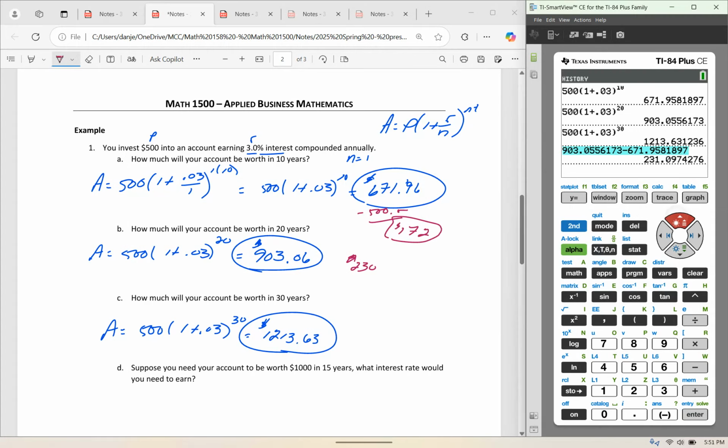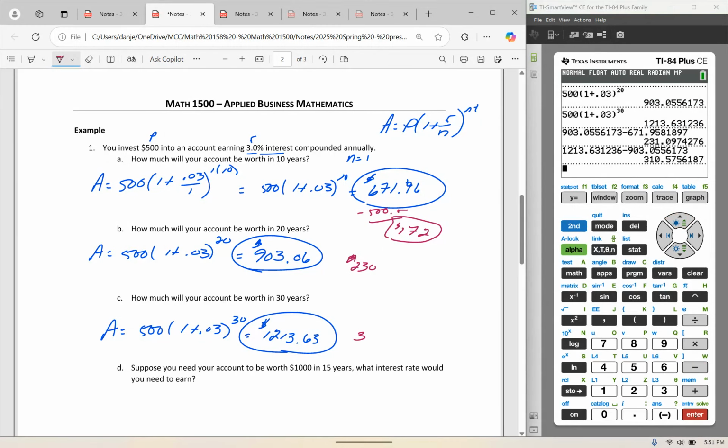If I subtract the amount my account's worth after 30 years minus the value of it after 20 years, notice that was $310 approximately. In the first 10 years, I earned $170 in interest. In the next 10 years, $230. And in the following 10 years, $310. Notice that the amount of money that I'm earning is increasing each of the 10 years.